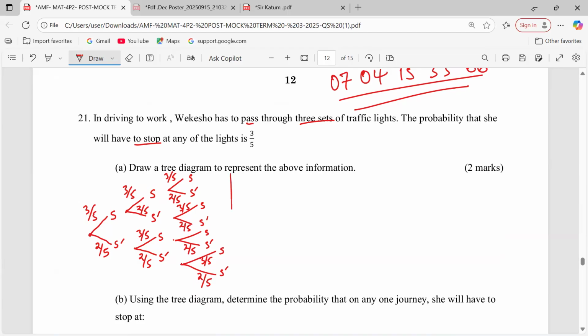If we have to analyze everything at the end of this branch, the first branch is ending with S: stopping, stopping, stopping. Then the second one, stopping, stopping, not stopping. The third one is stopping, not stopping, stopping. This one is stopping and not stopping in the other two. Then we have not stopping, but stopping in the other two. Not stopping, stopping, not stopping, then stopping.